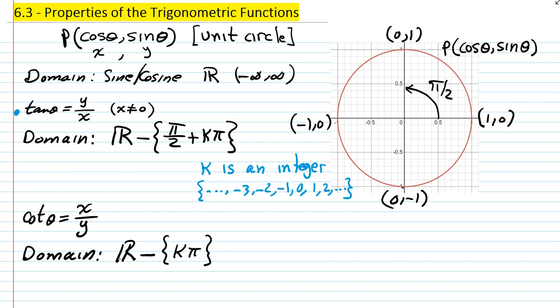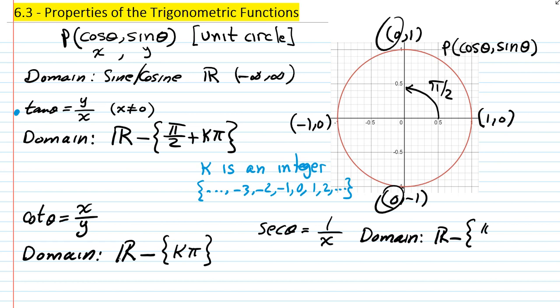Now, what about secant and cosecant? Well, secant of theta is 1 over x, right? Which is 1 over cosine. Remember, x is cosine. So again, places where cosine is 0, where the first component is 0, right there, pi over 2 and every k pi. So this domain is going to be all real numbers except pi over 2 plus k pi.